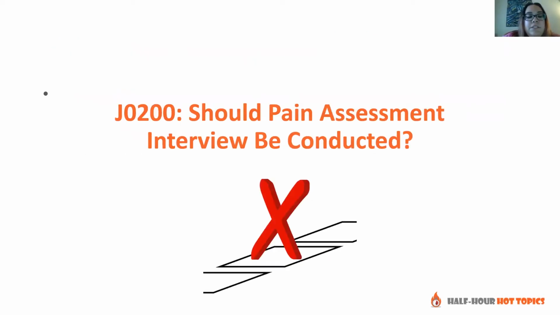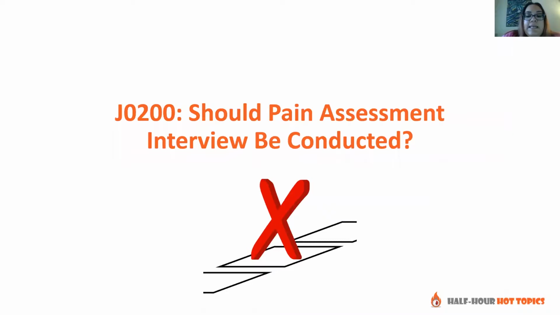The next question in section J that we'll go into is J0200. And this is, should a pain assessment interview be conducted? And remember that most residents who are capable of communicating can answer questions about how they feel. Obtaining information about pain directly from the resident, sometimes called hearing the resident's voice, is more reliable and accurate than observation alone for identifying pain.